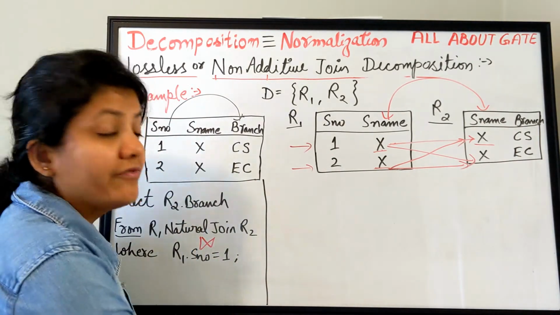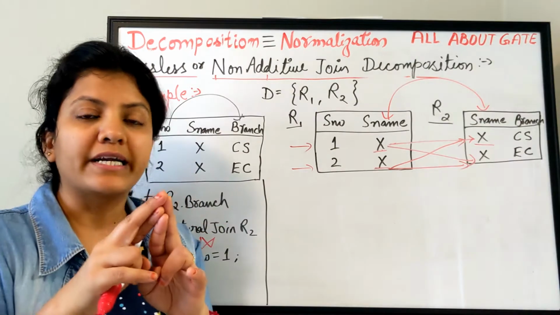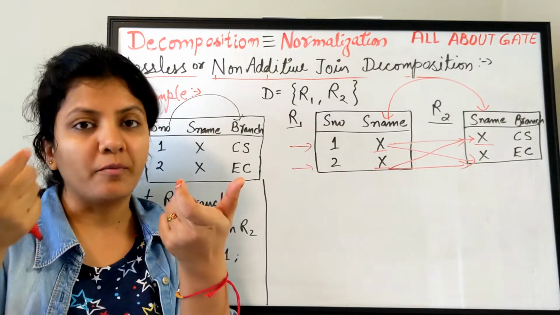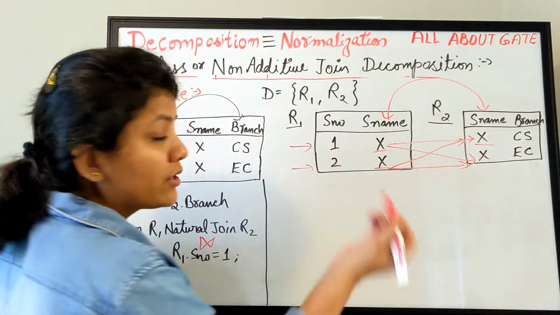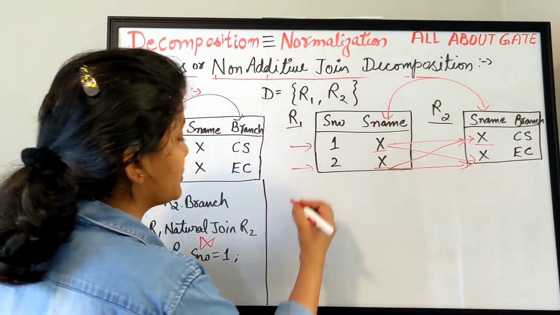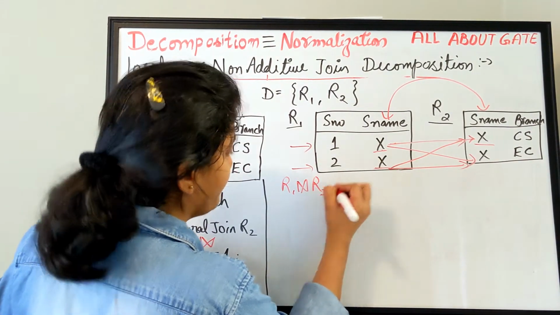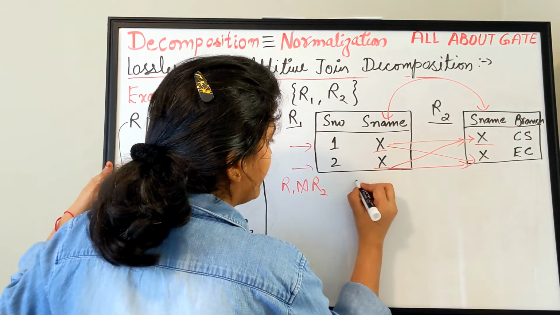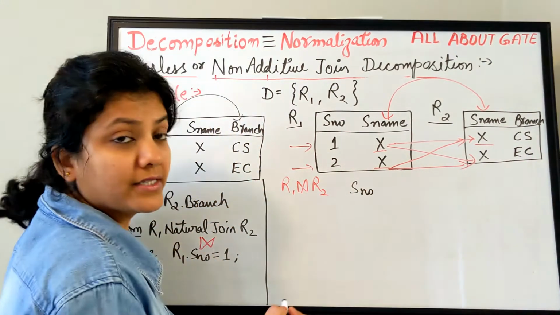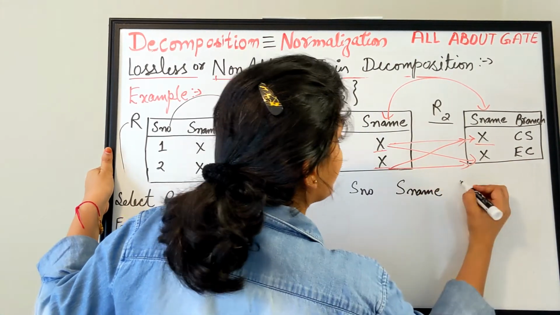But that is a benefit of having the join operation, that it only connects the 2 tuples when they have the common attribute with the same value. Okay, so let me just write down what the result of the join operation is going to be. The R1 natural join R2. How does it look? It will contain the attributes S number, S name, and branch.